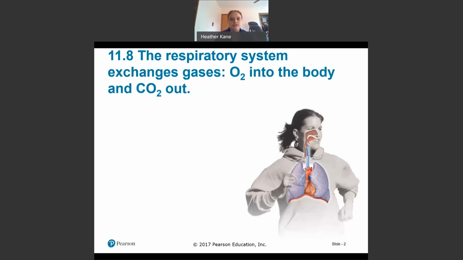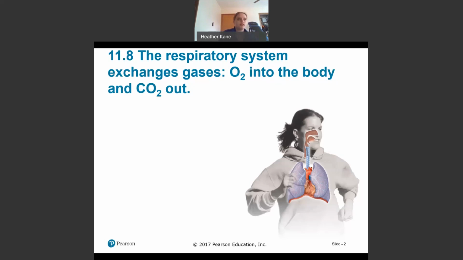We're going to be continuing our chapter 11, which is our human body systems. Today we're going to be talking about our circulatory system, our respiratory system, and some blood. Starting off with our respiratory system.